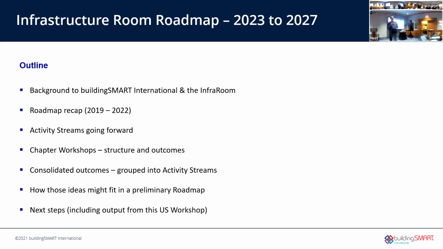I'm going to then talk about the activity streams that we identified as being the work that the builders should do, and we're going to ask for your feedback on that. Then I'm going to go through and explain the way we operated the chapter workshops and what came out of that, what we've then done with that information to consolidate it, and how those ideas might fit into it, and show you how those ideas might fit into a preliminary roadmap. Well, it's not really a roadmap quite as yet, and then of course get your feedback. So bear with me for the next 35 minutes, hopefully now, and let's get this moving forward.